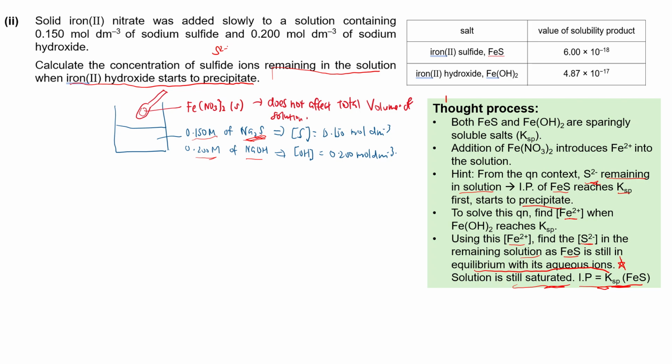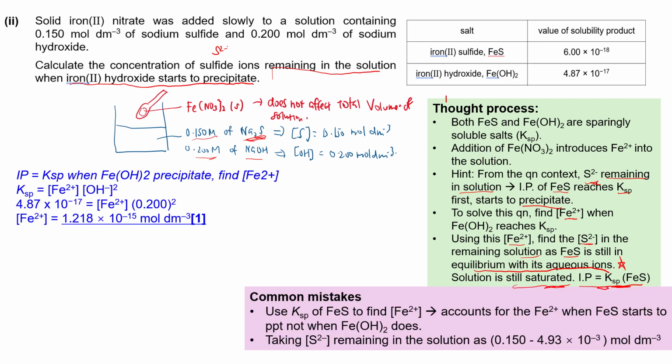So let's take a look at the solution that's given to you. So first thing, IP equals KSP when iron 2 hydroxide precipitates. First find Fe2+. Alright? So based on the solution given to you, take the KSP of iron 2 hydroxide and equate it to the concentration of OH minus that's involved. Okay, in the end you'll get Fe2+ is this.